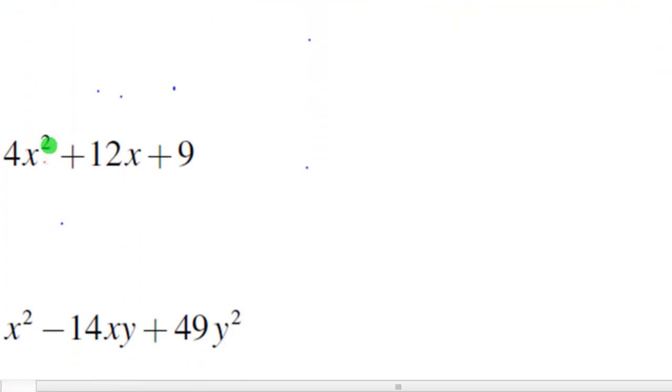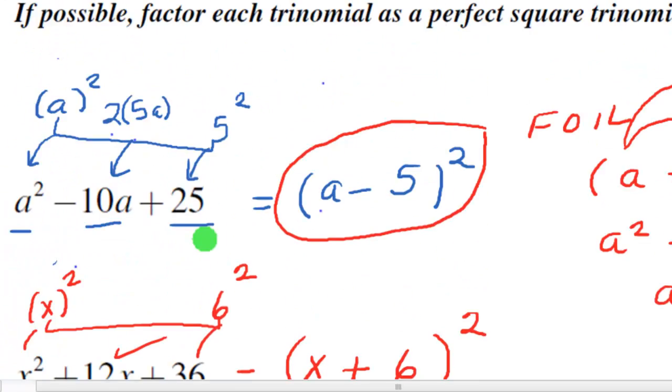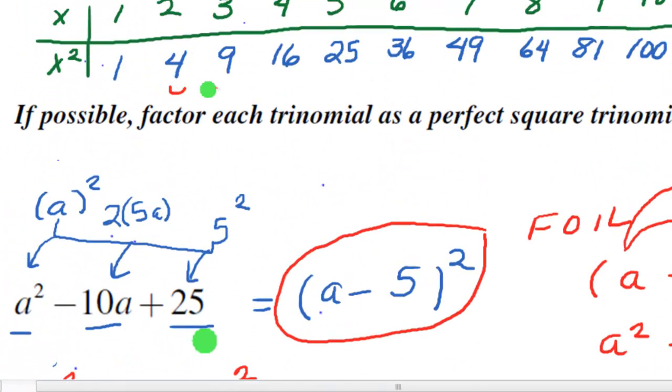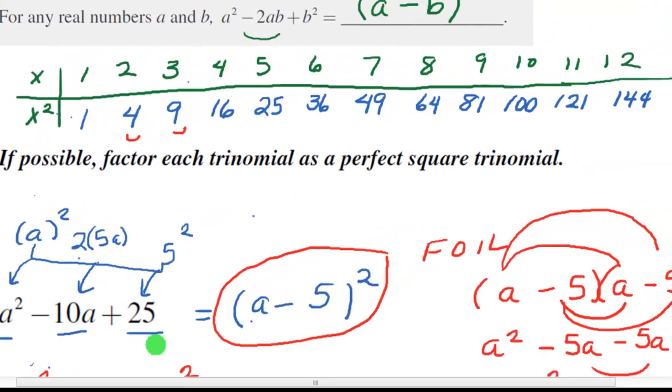Here's the next one. We have, again, 4x squared plus 12x plus 9, a trinomial. There are 3 terms. This first term is a perfect square. Now remember, here's where your table above is handy, if you have it nearby. 4 and 9 are on your table, right? Let's look at that again. So see, 4 and 9 are here on your table. And remember, we're always looking at the bottom row for the squares.